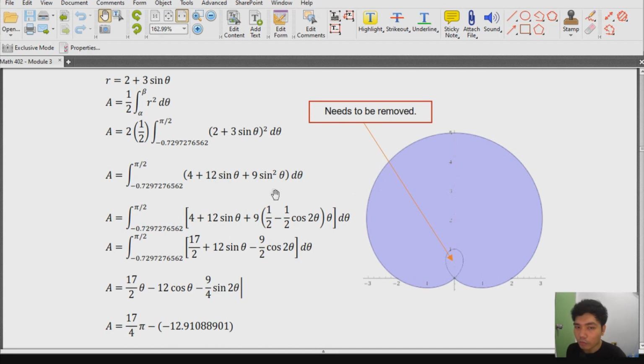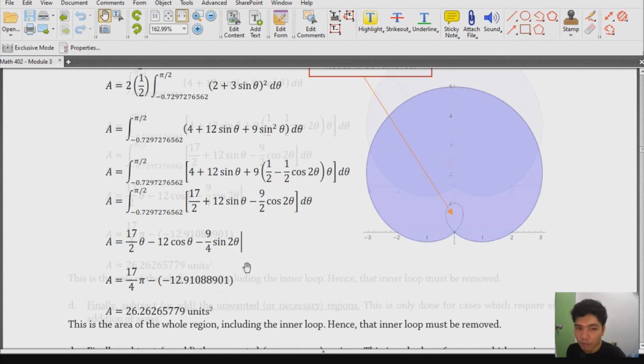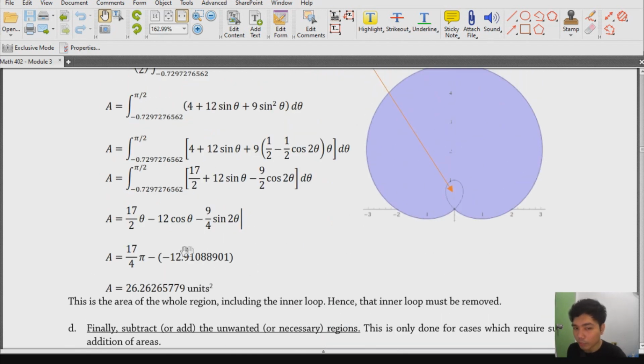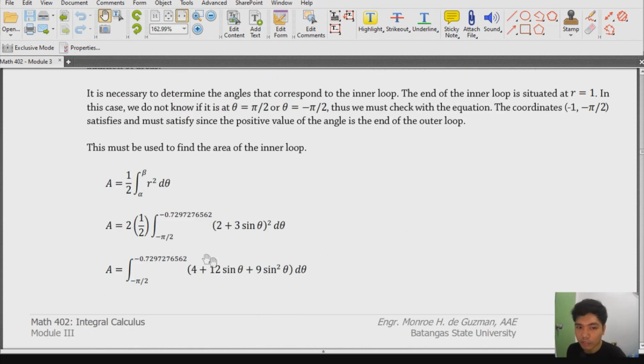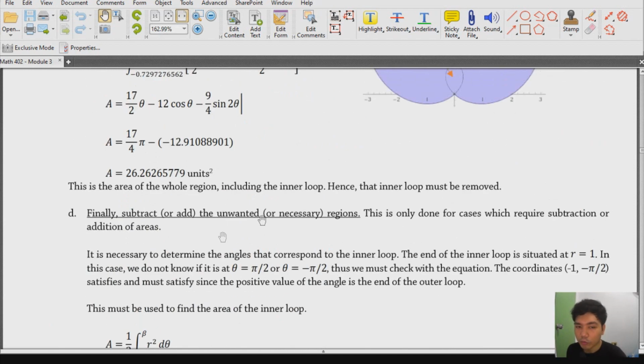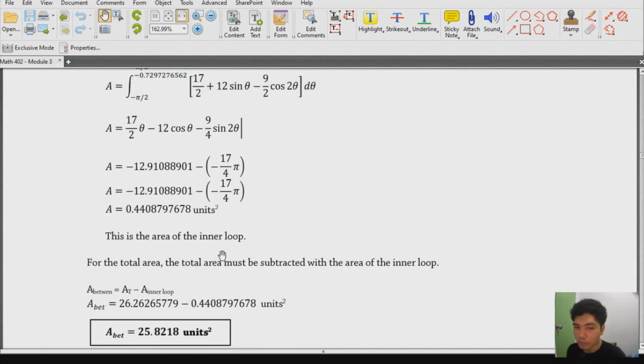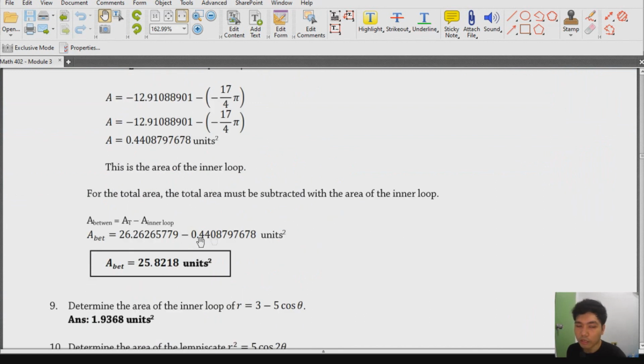Pero, we also have to remember na we need to subtract itong portion na to, which is, saan na ba yun? Kinapila ng area dito and then sinubtract natin yung portion na negative pi over 2 to negative 0.727 and then the same equation. So, upon subtraction to that, yun yung ating area between this curve is 25.8218.